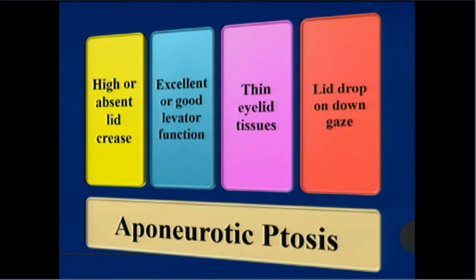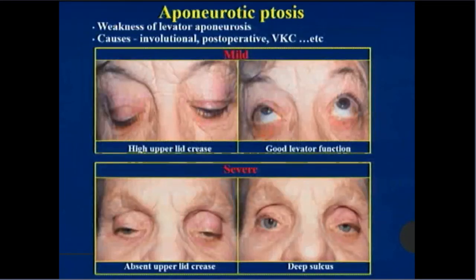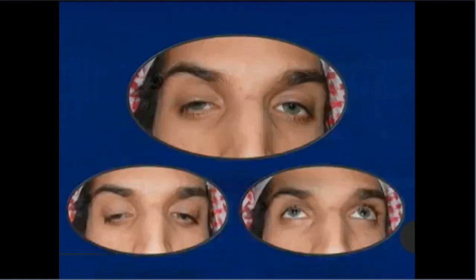And you will find here the other way around. The eyelid is drooping more on down gaze, as you can see here. The eyelid crease here is higher, and the eyelid here, which is dropped, is lower than the other one. This is unlike the congenital type, and you can see the superior sulcus syndrome here and the very thin eyelid. It might be involutional, it might be aponeurotic acquired.